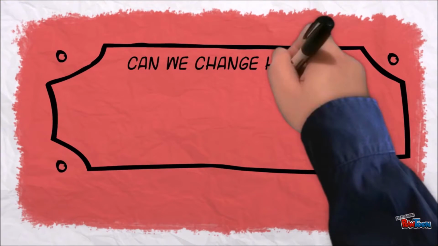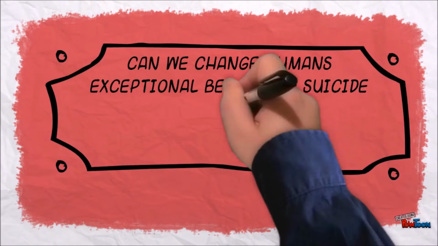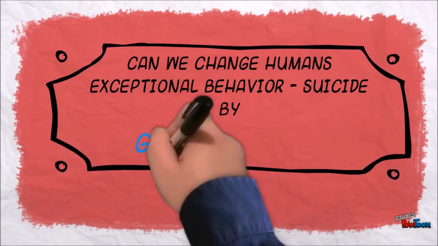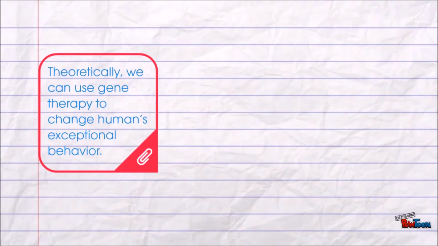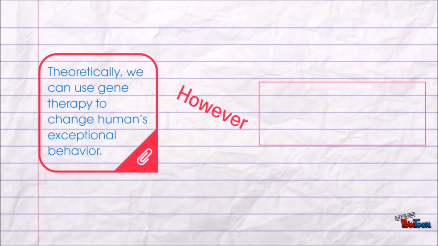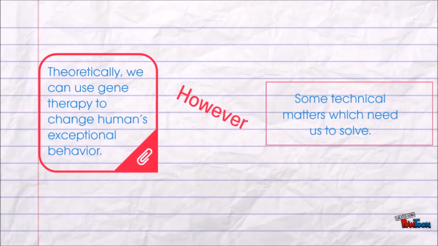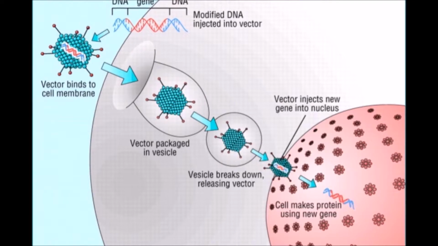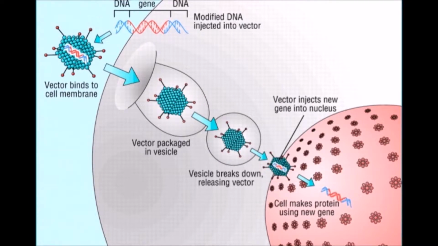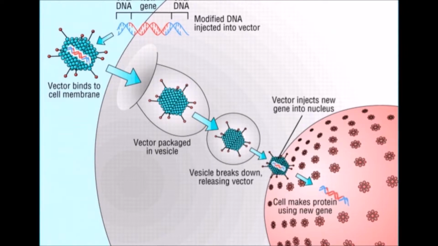Can we change humans' expressional behavior, suicide, by gene therapy? Theoretically, we can use gene therapy to change humans' expressional behavior. However, at the current level of biotechnology, there are some technical matters we need to solve. In simple terms, gene therapy is a biotechnology that transports genes to target cells by a virus vector.